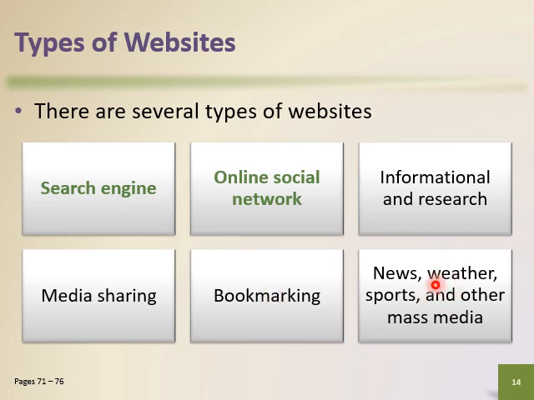Then we have news, weather, sports, and other mass media websites. Websites about news, articles related to current events and politics all come under this category. So it is giving you the current affairs. Sports, weather, and up-to-date information are provided to you by these sorts of websites.